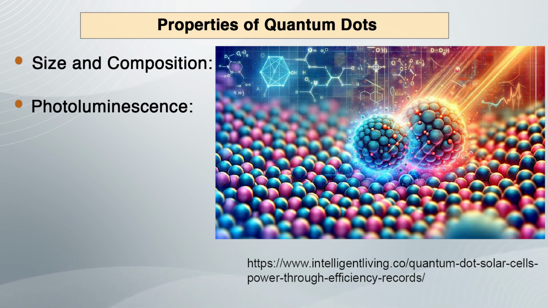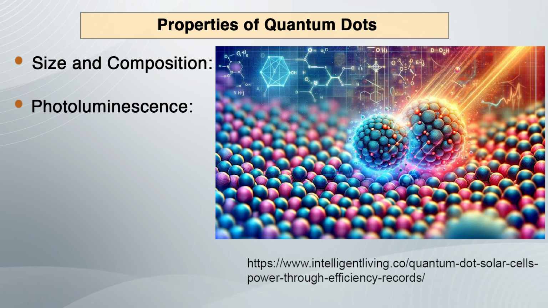The second property is photoluminescence. Quantum dots are renowned for their photoluminescence, which refers to their ability to emit light of a specific wavelength when they are excited by an external energy source such as UV light. The emitted light's wavelength is dependent on the quantum dot size and material composition.